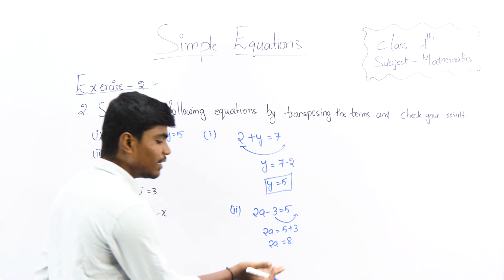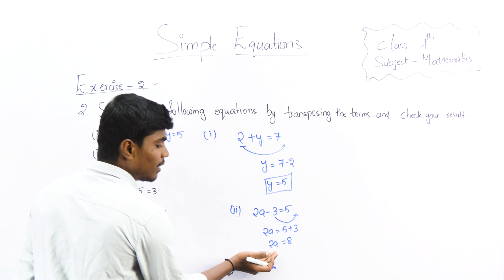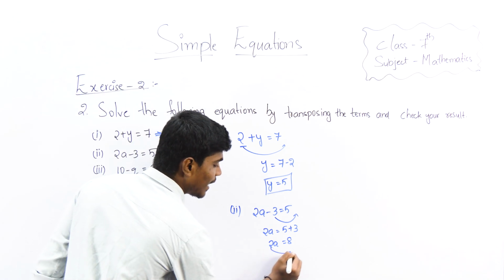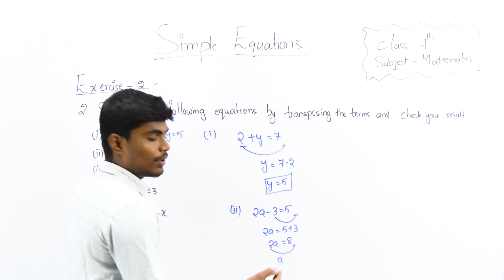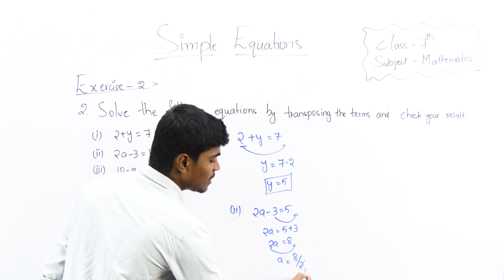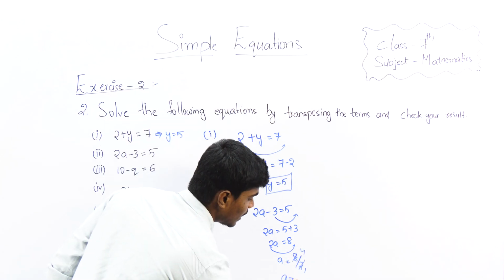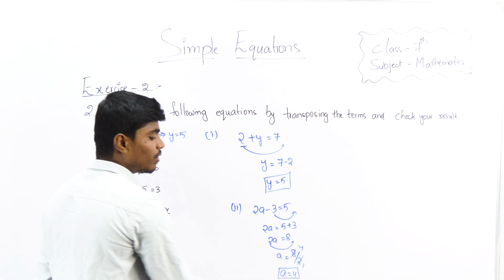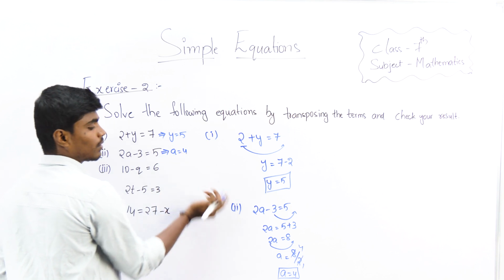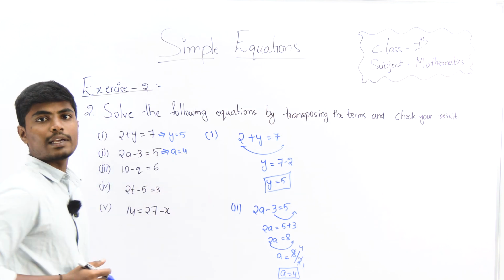Here we have to find the value of a. Here 2 is multiplying on the left side. If we move it to the right side, it will divide. So a is equal to 8 by 2. 2 fours are 8, so a equals 4. What is the value of a here? Here 4. So a equals 4. This is the solution for the second one.